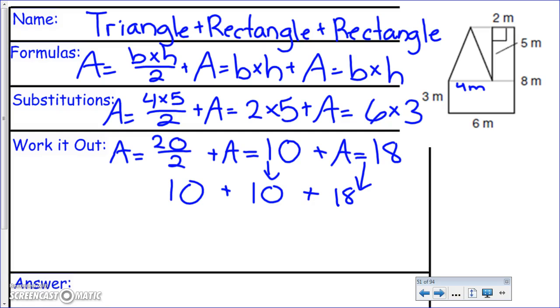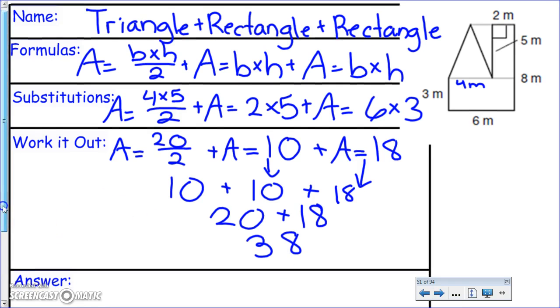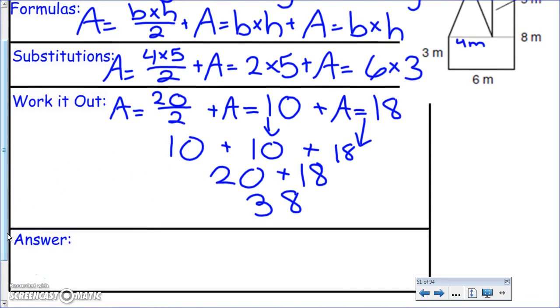So 10 plus 10 is 20. And then 20 plus 18 is 38. So our answer down here at the bottom is 38 meters squared.